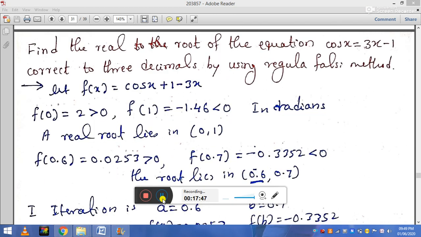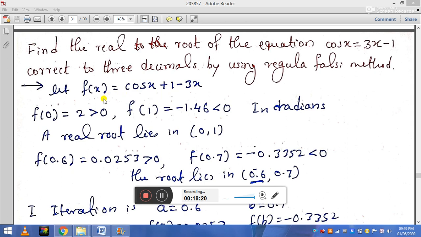Let us take one more example: find the real root of the equation cos x equal to 3x minus 1, correct to 3 decimal places, by using the regula falsi method. So here given f of x equal to cos x plus 1 minus 3x. If the given function is trigonometric, we convert the calculator to radian mode, then solve. Trigonometric means if the function contains cos, sin, tan, then convert the calculator to radian, then solve.